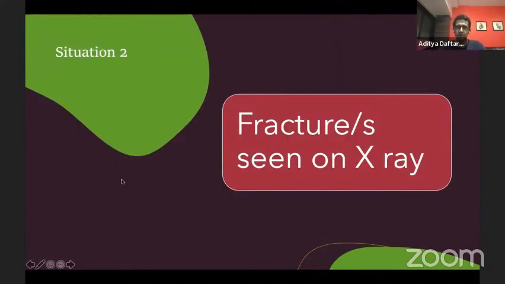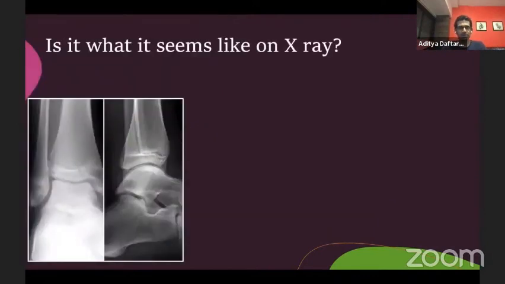So this is the first situation. Now, the second situation is you have a person who you look at the X-ray and you see that there are fractures. They're very obvious fractures to you. And why would you consider a CT in those situations?